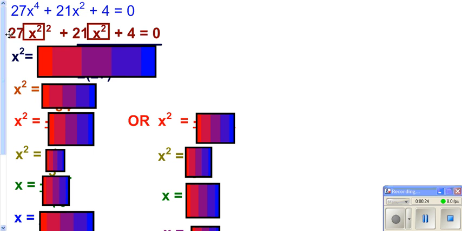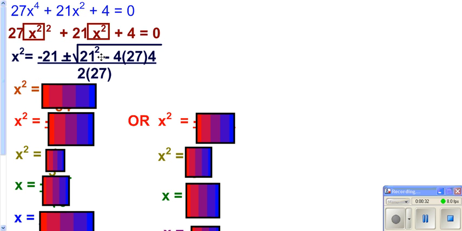So your A would be what's in front of your squared term, your B would be what's in front of your box to the first power, and then your C would be the last one. So we'll plug that into your quadratic formula. You'll notice then your root simplifies down to just a 3.